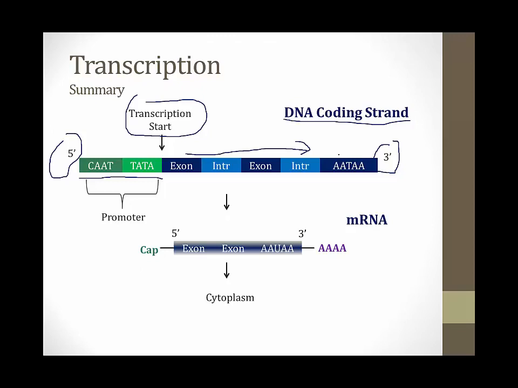end of transcription. This coding strand is transcribed into a piece of mRNA that goes through all the modifications we just discussed. So it's got the cap at the 5' end, it's got the poly-A tail at the 3' end, and all the introns have been spliced out to form a piece of mRNA. That can now go to the cytoplasm to begin the process of translation into a protein.